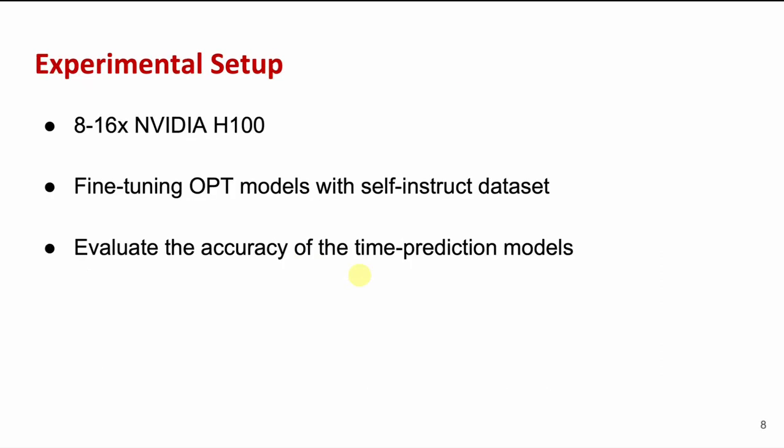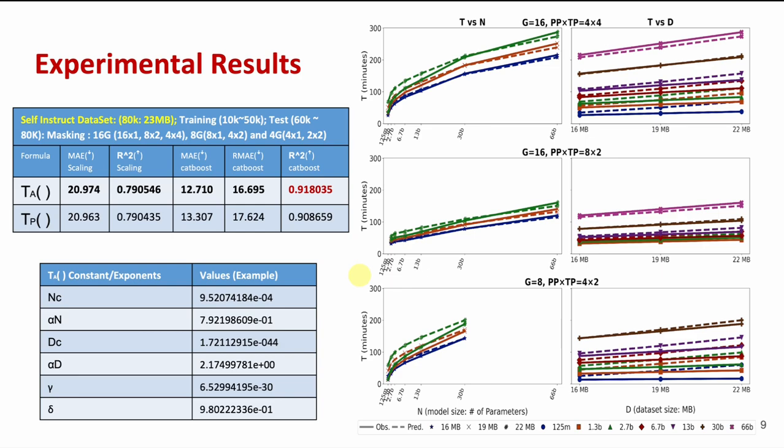For the experiment setup, we use up to 16 NVIDIA H100s. Then we run OPT with the self-instruct dataset. This is the result that we have. Generally, the Amdahl's law factors scaling law performs slightly better than the power law. That's the reason why we use Amdahl's law as an example here to show you the constants and exponent values.